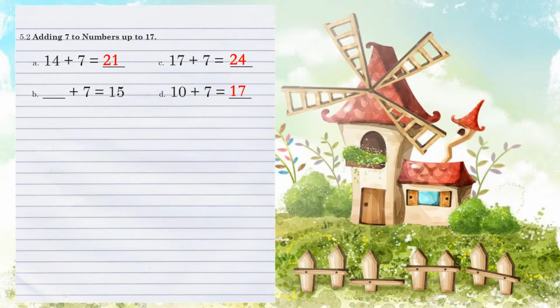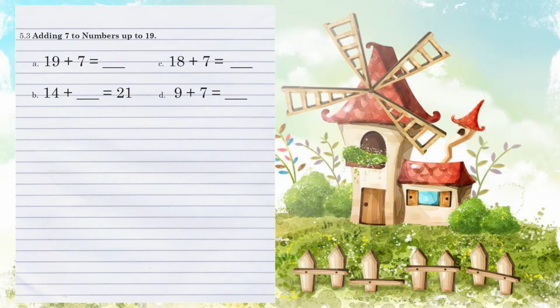Let's look at example B. What number plus 7 equals 15? Let's go ahead and use our marks and count from 7 to 15. We have 8, 9, 10, 11, 12, 13, 14, 15. You have to count your marks. There are 8 of them. So that means we started with 8 to add 7 to get 15.